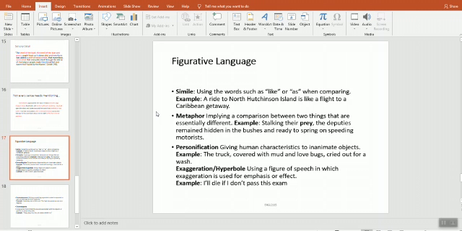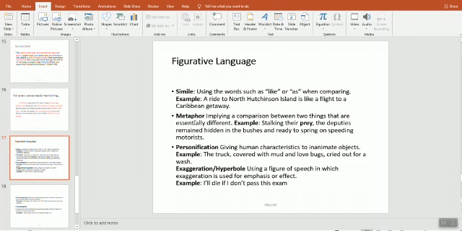Then in metaphor, we imply a comparison between two things that are essentially different. For example, "Stalking their prey, the diptes remained hidden in the bushes and ready to spring on speeding motorists."